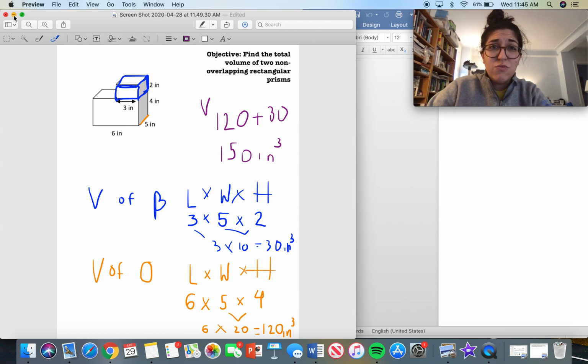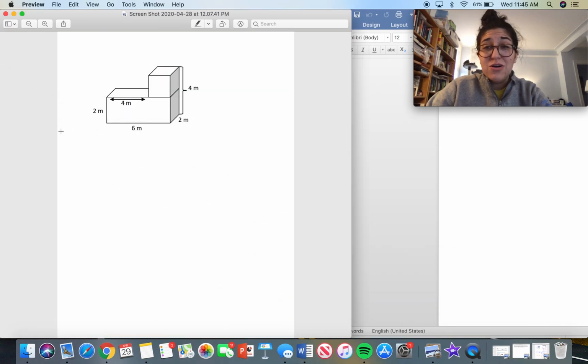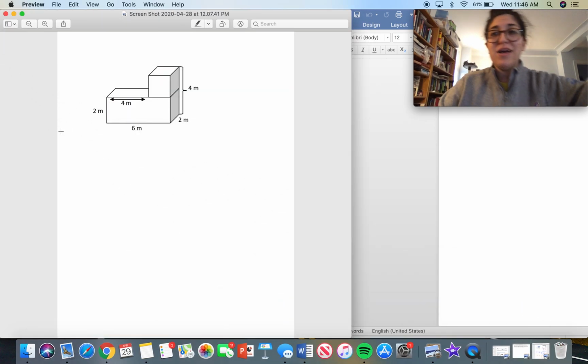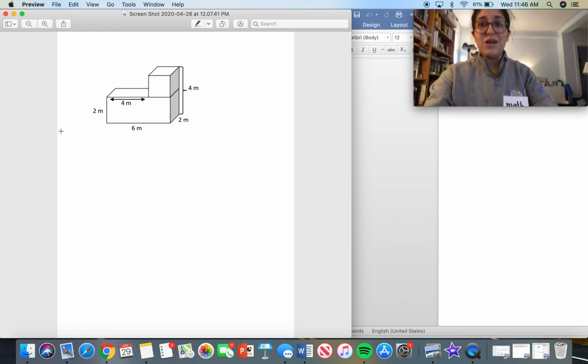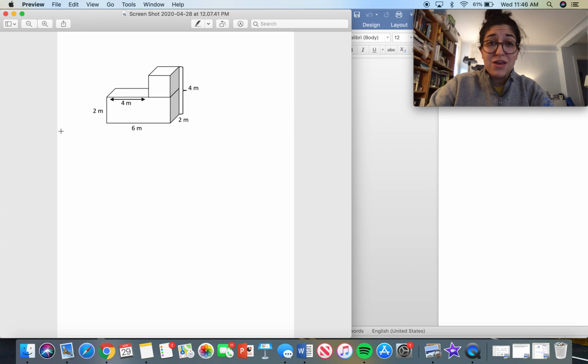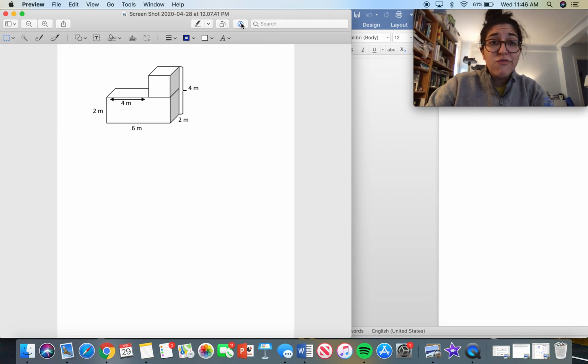Now, for this next one, we're going to need to put on our math detective badge. Why am I going to need to put on my math detective badge? Because this one gets a little more complicated. Remember, we're still looking for the volume of the entire thing. And let's again call the bottom rectangle the orange rectangle. Let's call the top rectangle the blue rectangle. I'm just going to outline them really quick so that we can see that.